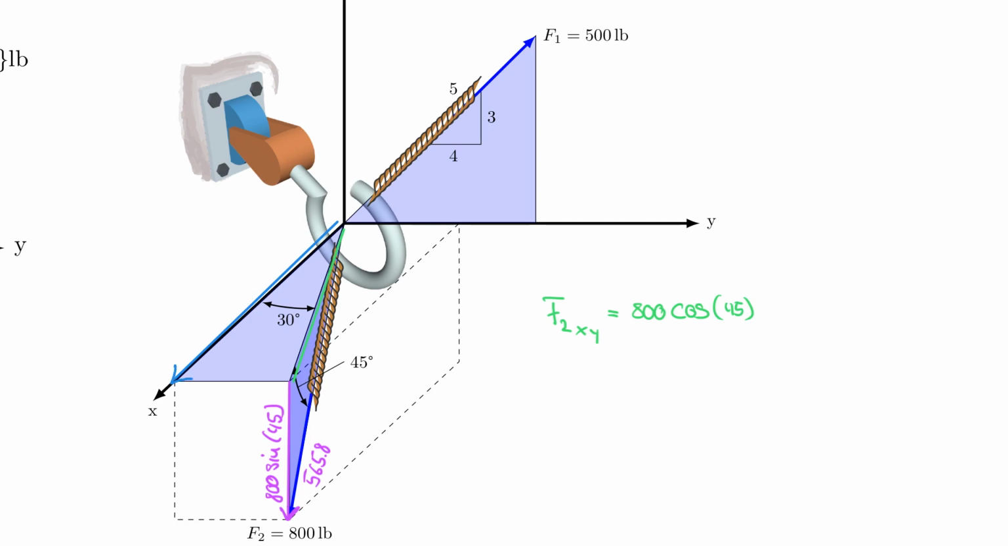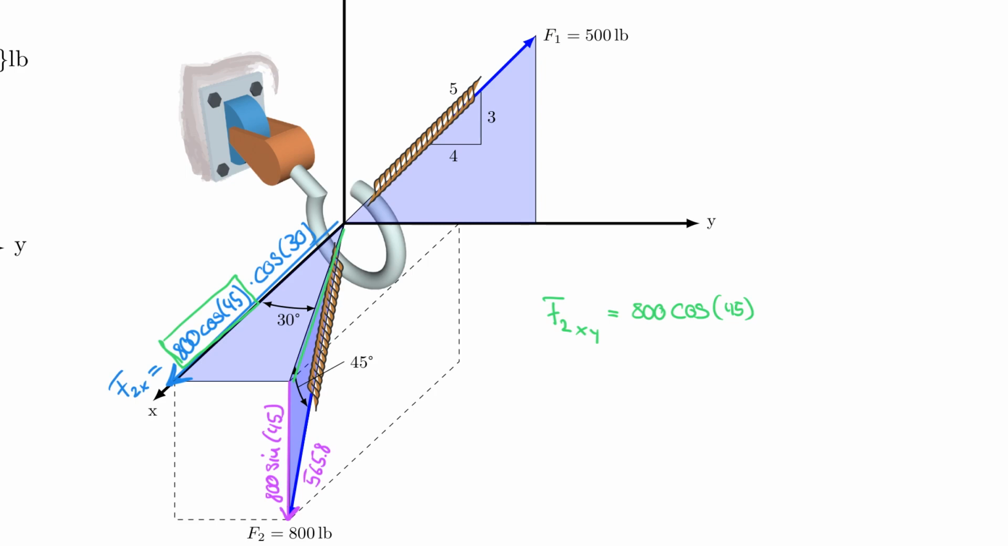So what I really need is this force here, and that is just 800 times the cosine 45, which is the component that I just calculated in green, multiplied by the cosine of 30. Because once I have the green line here, I can just project it onto the blue line by cosine 30. And that is my value for F2x.